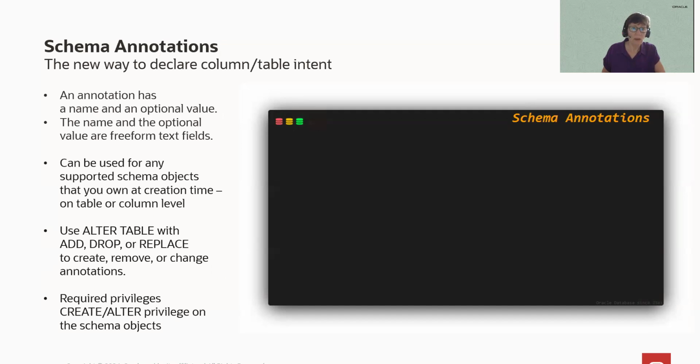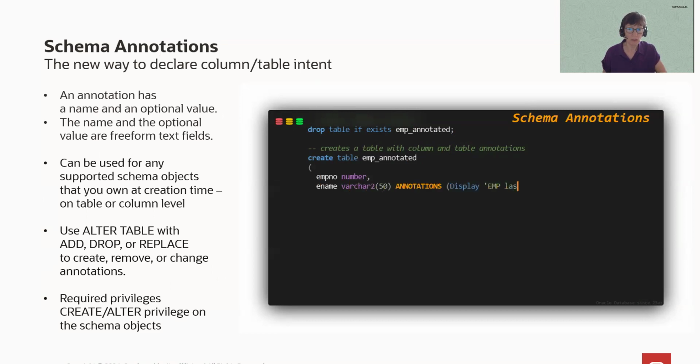A schema annotation is a name and an optional value. Both are free-form text and can be used for any supported schema object at creation time. On table and column level, you can even alter it with add, drop, and replace. And the required privileges are create and alter privileges.